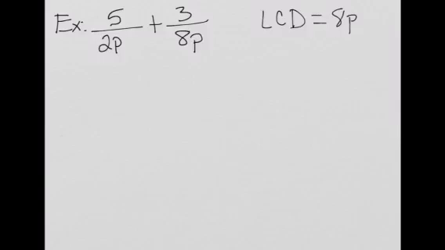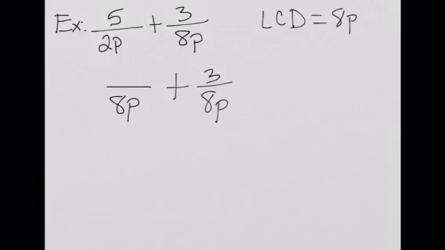Now we already have our second one over 8p, so I'm going to keep it over 8p and not do anything with it. But instead of 5 over 2p, I want something over 8p. What times 2p can get me to 8p? Well, that is 4. So we also have to multiply this 5 by 4, and that gives me 20. So 5 over 2p is equivalent to 20 over 8p.